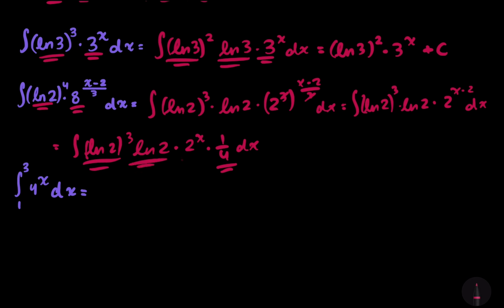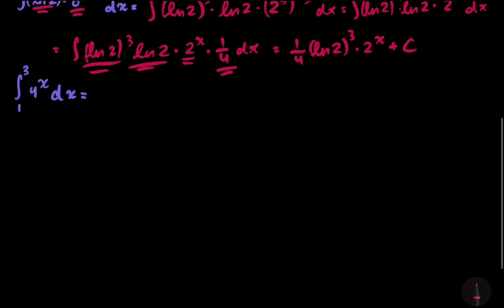Here we have the natural log of 2 times 2 to the x, and so right over here, this final answer is going to be equal to 1/4 natural log of 2 to the third power times 2 to the x plus c. And that's our final answer. So it looked a little bit complicated, but it just requires a little bit of rewriting before integrating.